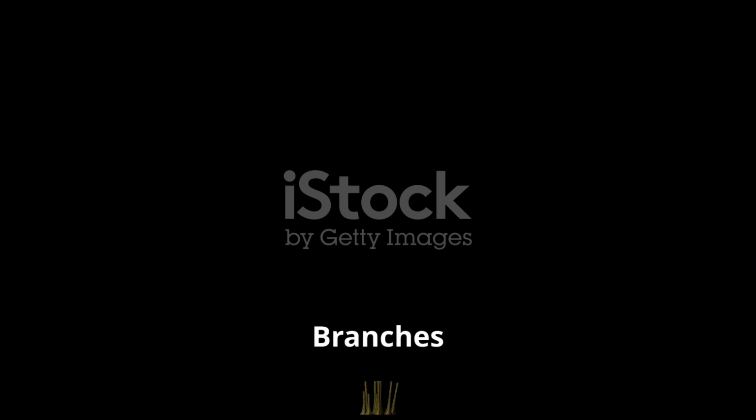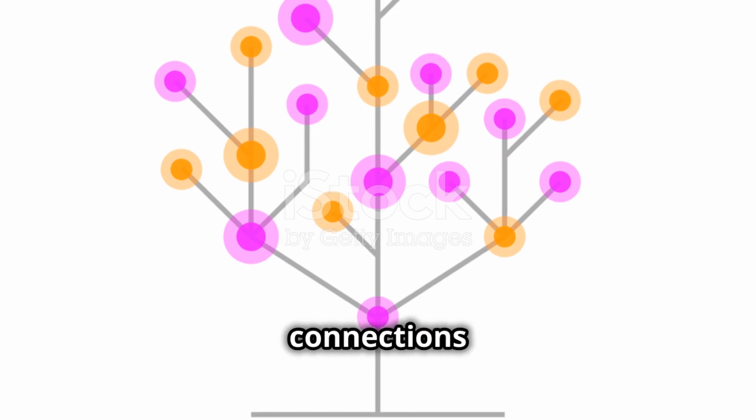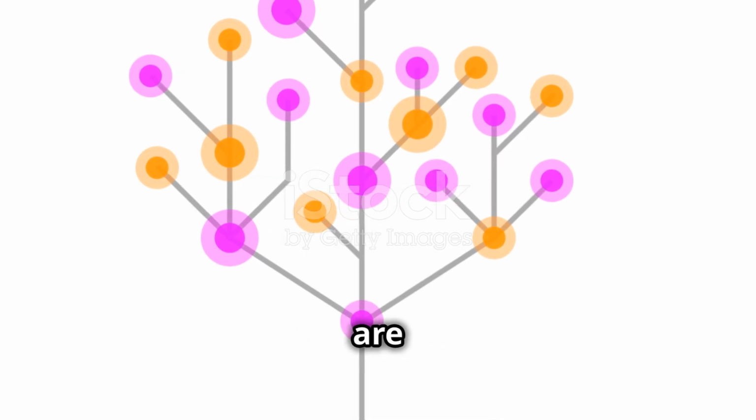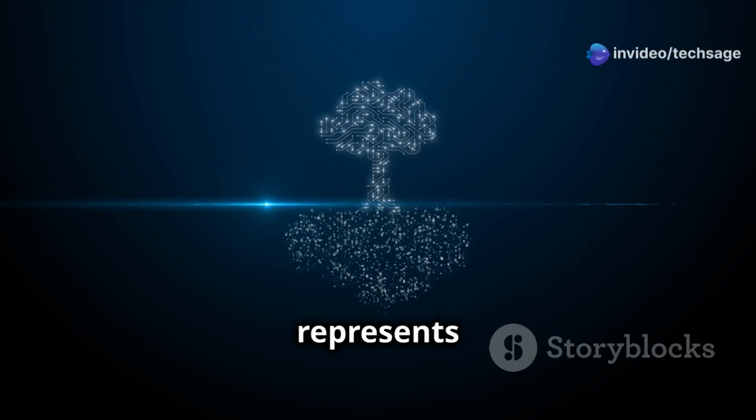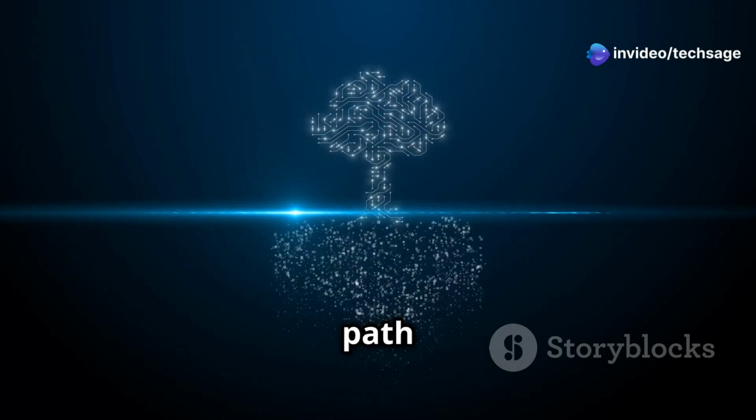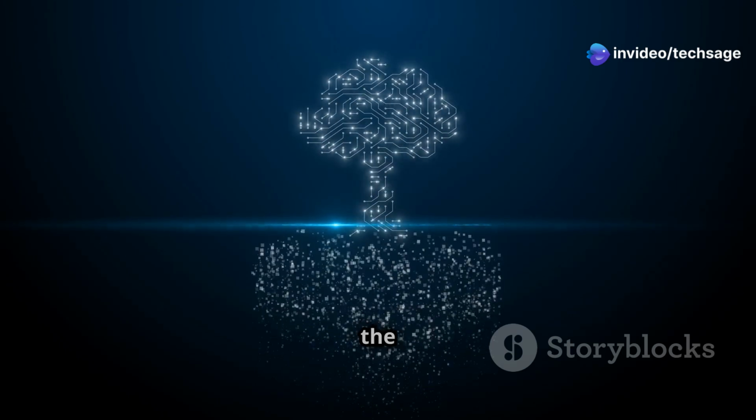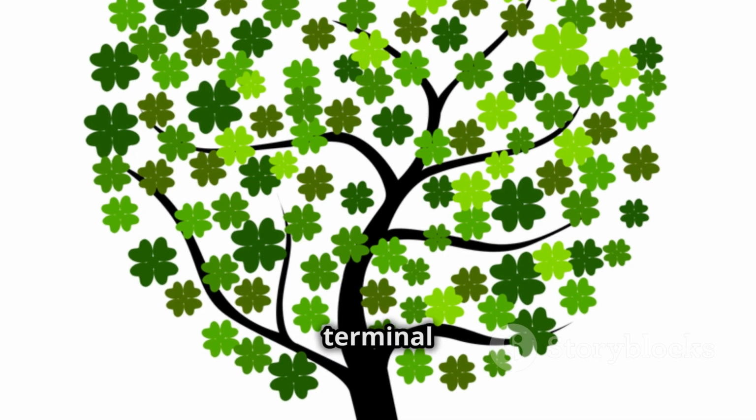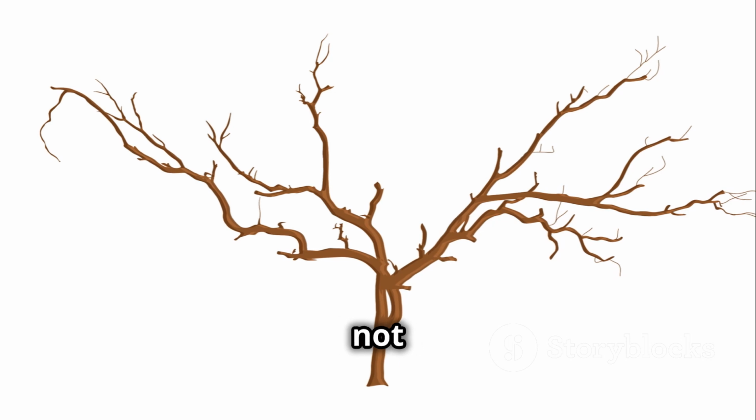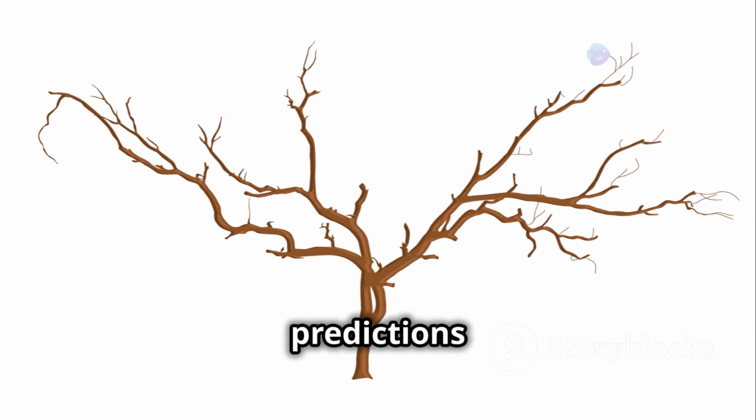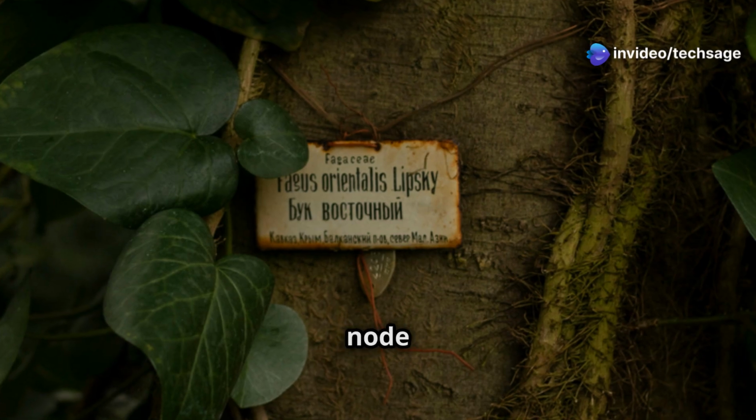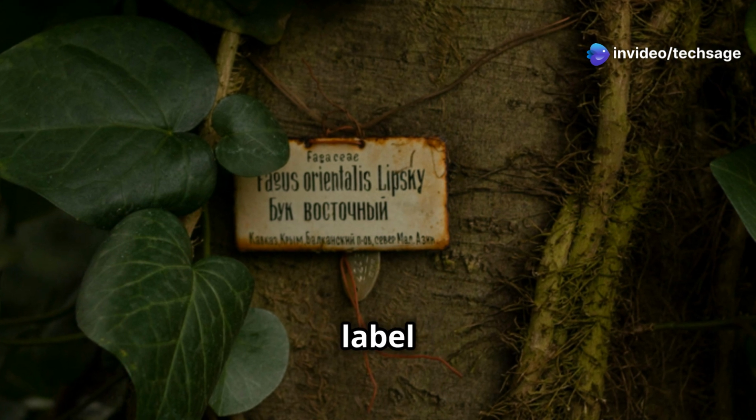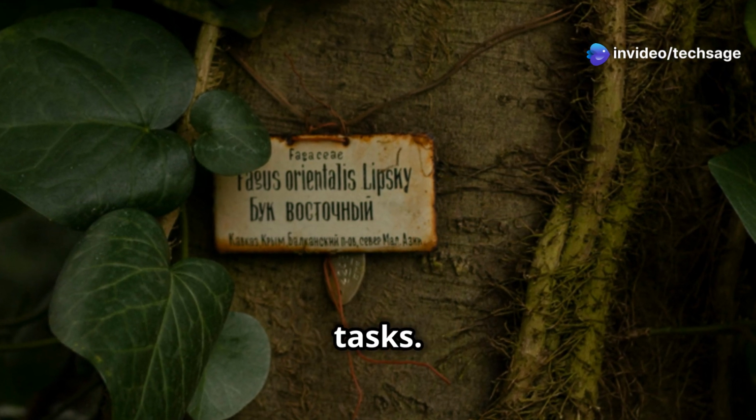Section 5. Branches and leaf nodes. The connections between nodes in a decision tree are called branches. Each branch represents a possible outcome or decision path based on the feature and decision rule of the parent node. The final nodes of a decision tree are called leaf nodes or terminal nodes. These nodes do not have any further splits and represent the final predictions or decisions. Each leaf node corresponds to a specific class label or a range of values for regression tasks.